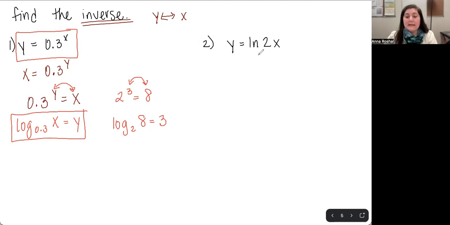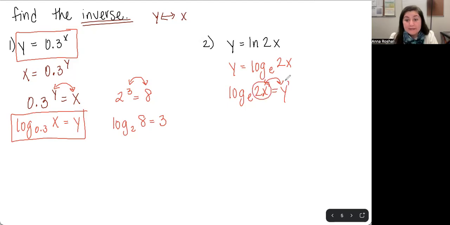Okay. In here, because I have ln, that's a natural log. A natural log can be replaced with log base e. So I'm going to have log base e of 2x equals y. Sorry, before I do that, I'm going to look for the inverse. I'm going to flip-flop the x and the y. So I'm going to have log base e of 2y is x, and I want to solve for y.